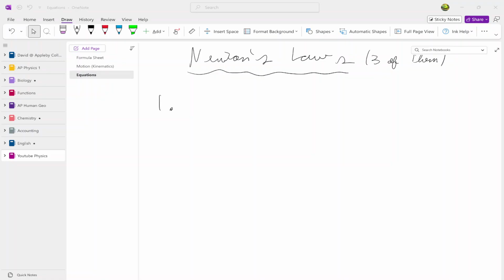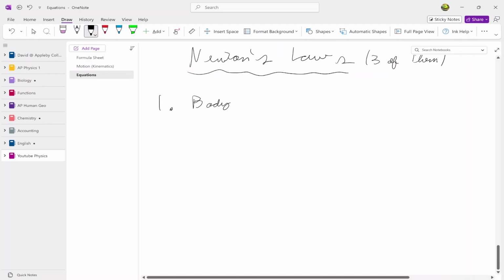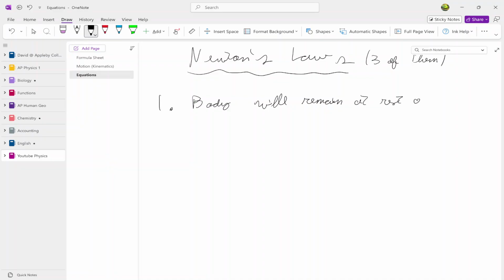So the first one is pretty simple. The first law of motion just states that a body, or just anything in general, will remain at rest or in motion. In motion, this motion would have to be uniform.